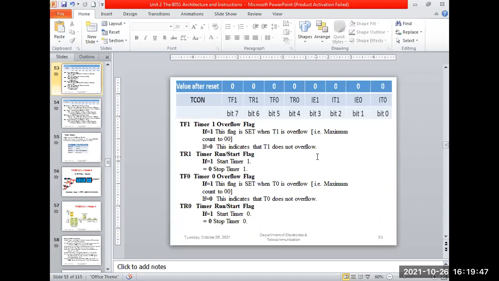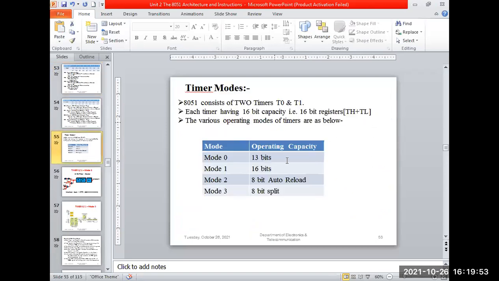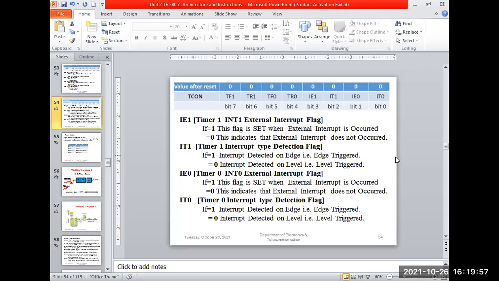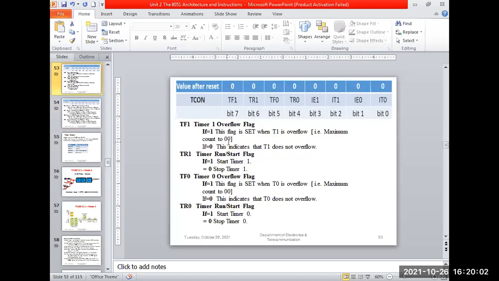Understood? So we'll stop it here. The remaining part we'll see in the next lecture, that is the timer modes that are remaining. We'll go for the timer mode operations. Have you taken this part? Have you written it down? Hello, have you written the upper 4 bits?